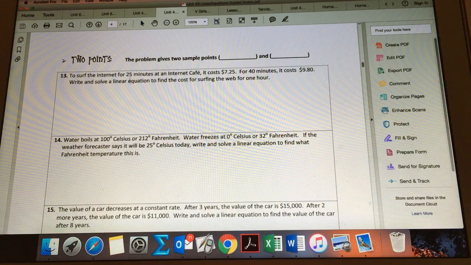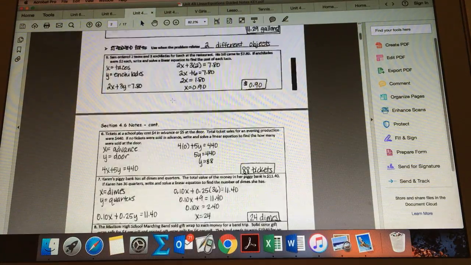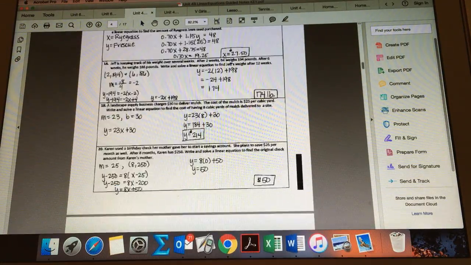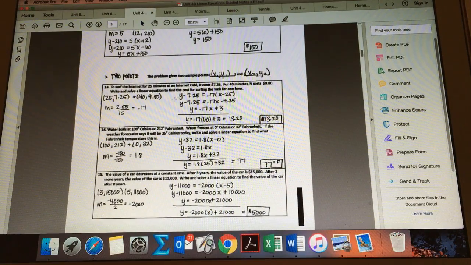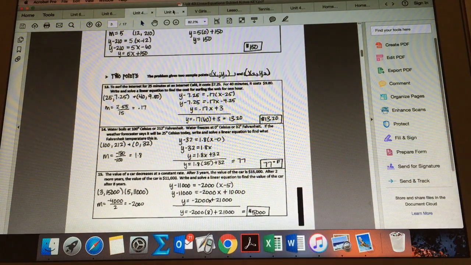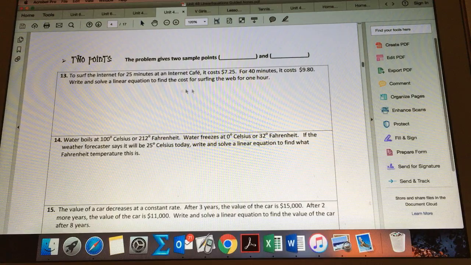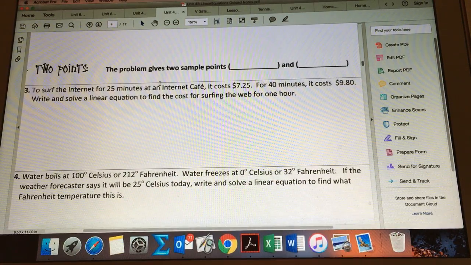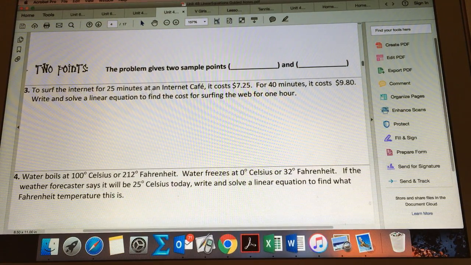Let's look at number 13 here to finish this up. In order to get what to write in for those, you're going to write in x1, y1 and x2, y2, just as it shows right here. So let's solve this one together, number 13. Let's read it and then I'll switch over to the key and we'll discuss.